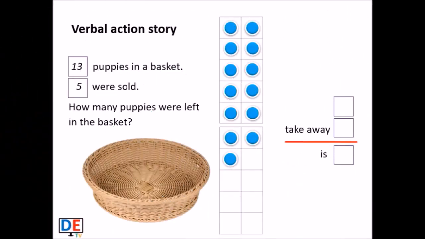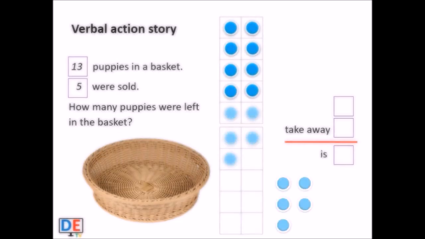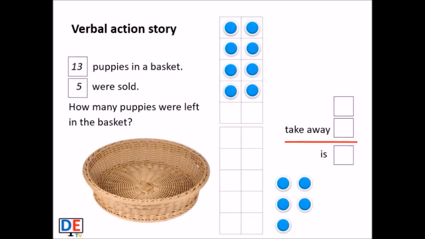Write a number in the second box. The verbal action story now reads 13 puppies in a basket. 5 were sold. Move 5 counters to one side to represent the 5 puppies that were sold.